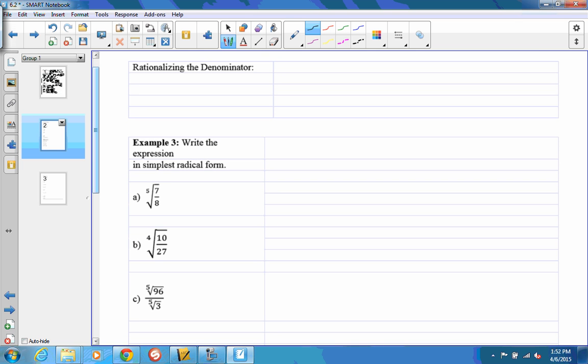Fun time, rationalizing the denominator. By fun, I mean nuts. It's not fun. So guys, rationalizing the denominator. This is the process, and it's not really a process. The process makes it sound like it's a bunch of steps and we have to do this every time. I wouldn't call it a process, but it's the process of eliminating radicals from the denominator.